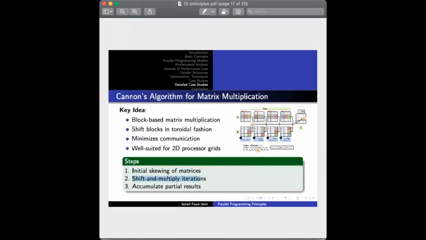And then next, accumulate partial results. This shift and multiply loop continues for a number of iterations equal to the grid dimension until the total of submatrix C is fully computed, as shown by the sample equation of block C. All of this is related to this diagram.